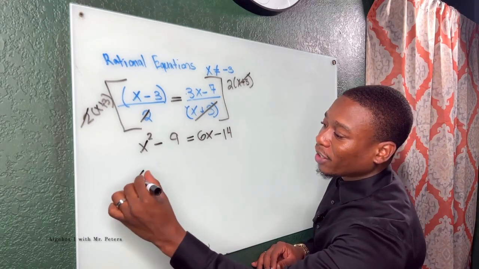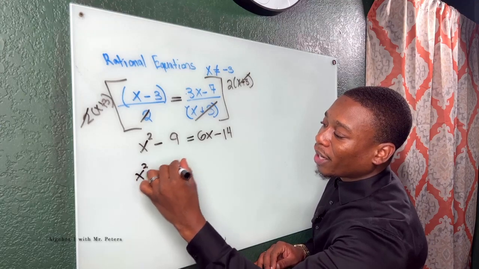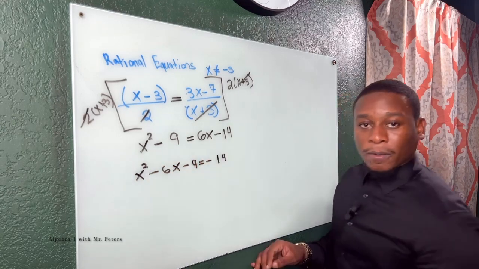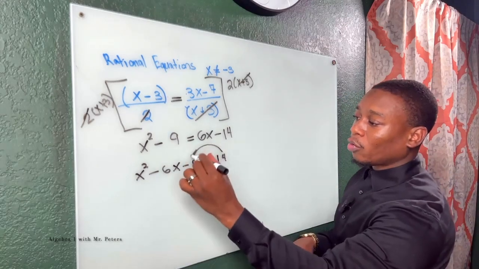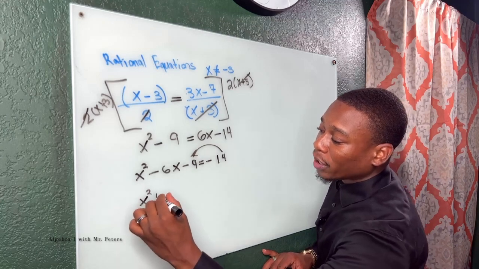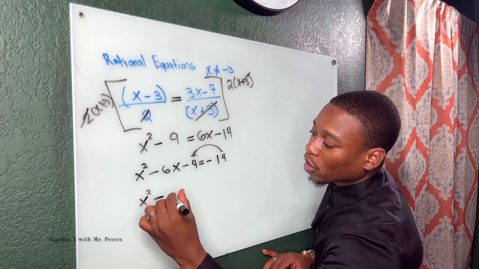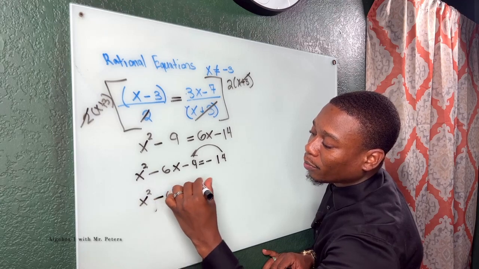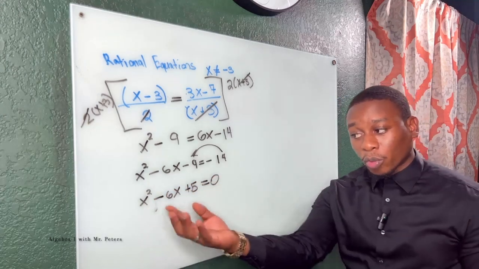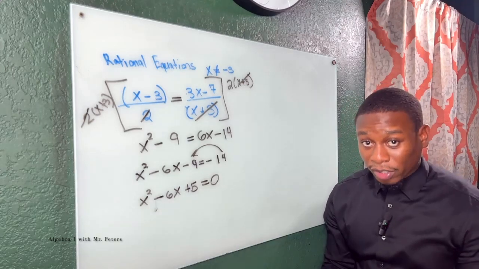I subtract 6x. So we have x squared minus 6x minus 9 is equal to negative 14. Then I do the same thing again. We're trying to solve this quadratic equation. So after I add 14, we're going to have x squared minus 6x plus 5 is equal to 0. And then we just go right through factoring, setting those factors equal to 0.